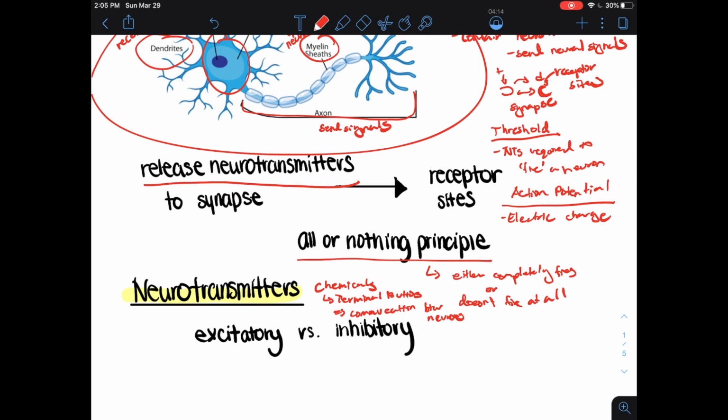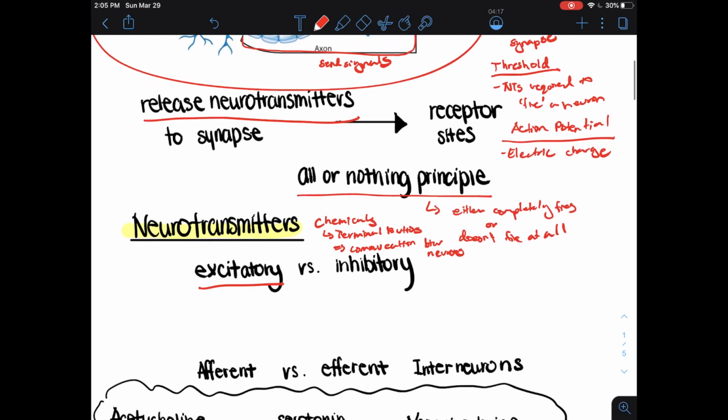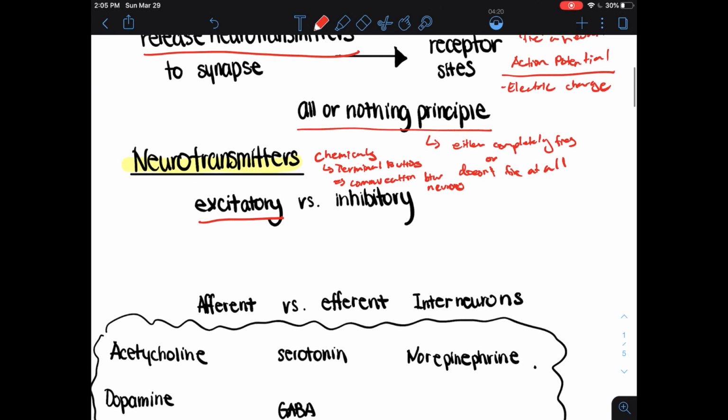So there are two types of neurotransmitters. First, there is the excitatory neurotransmitter, which is a chemical that is released from the terminal buttons of a neuron that excite the next neuron into firing. And then there's the inhibitory neurotransmitter, which is released from the terminal buttons, and they inhibit the next neuron from firing.